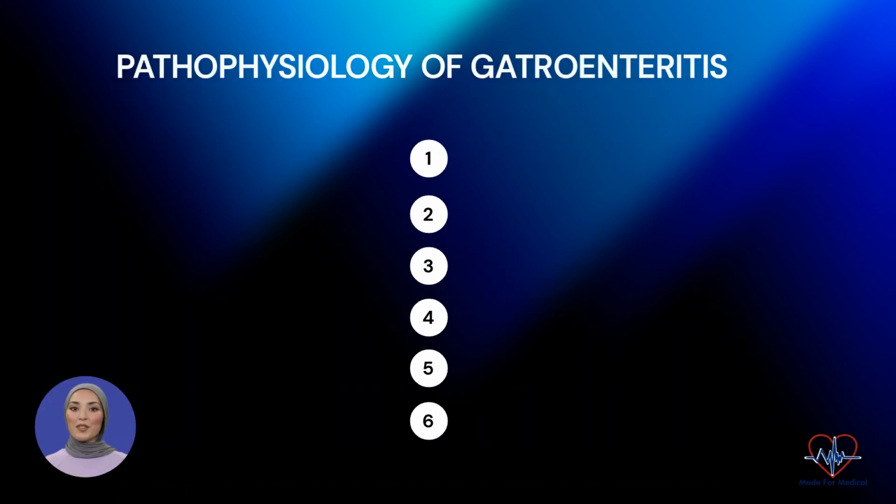The pathophysiology of gastroenteritis involves the understanding of the underlying processes and mechanisms that contribute to this condition. Infection and inflammatory response. Gastroenteritis typically begins with the ingestion of infectious agents, including viruses, bacteria, or parasites. These agents can enter the body through contaminated food, water, or contact with infected individuals. Once inside the gastrointestinal tract, they attach to the lining of the stomach and intestines, leading to infection.